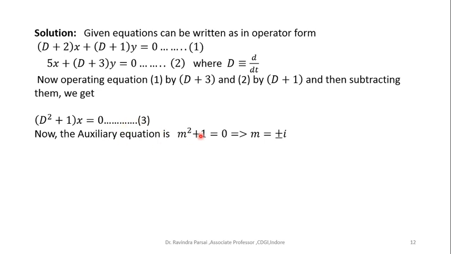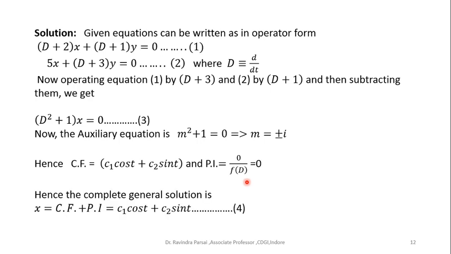Now we write the auxiliary equation of this: m square plus 1 equal to 0, m equal to plus minus i. The roots are imaginary. How can we write in this case? c1 cos t plus c2 sin t. The right side is a function of the independent variable, which is 0, so that's why the numerator upon the operator terms is 0. And the complete solution, that is the value of x, as the first independent solution, is obtained as c1 cos t plus c2 sin t.